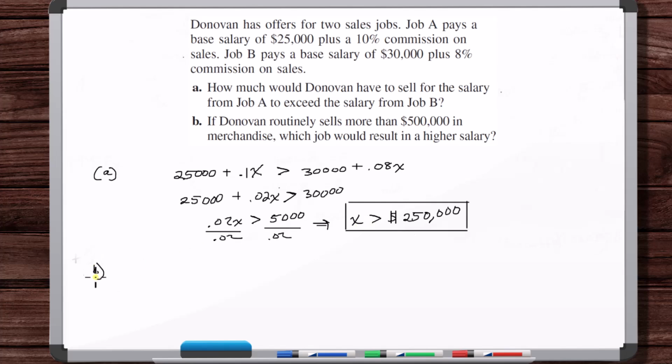All right. If Donovan routinely sells more than $500,000 in merchandise, which job will result in a higher salary? Well, job A, right? Because those sales are greater than $250,000. We just solved for that. Any sales number greater than $250,000, then the commission from job A is more.